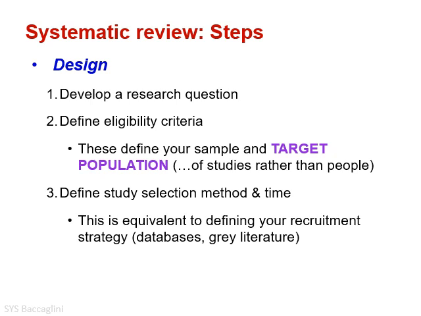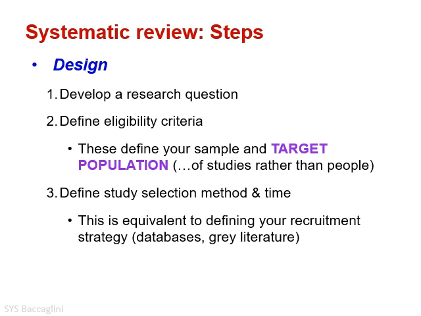There are well-defined steps to conduct systematic reviews. First, you design it like any other study. You want to have a very clear research question. Then you define your eligibility criteria. And essentially what this does is that it defines your sample and the target population.